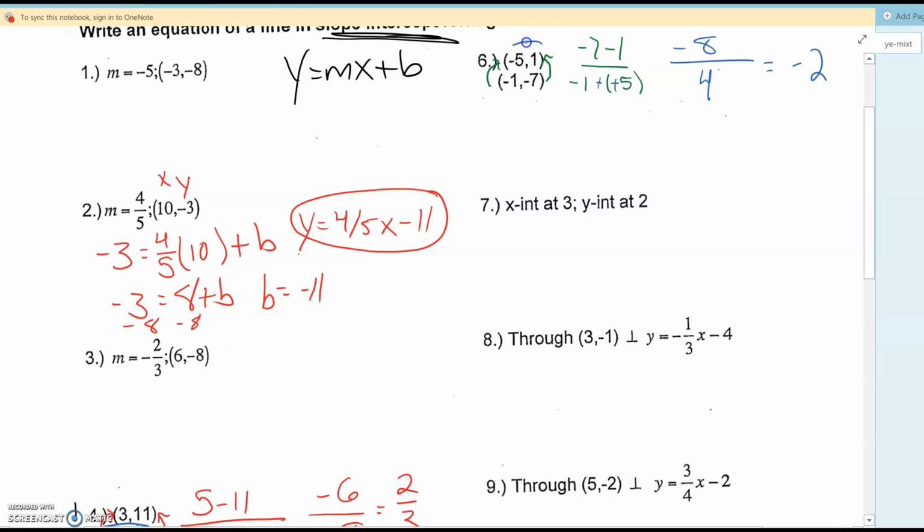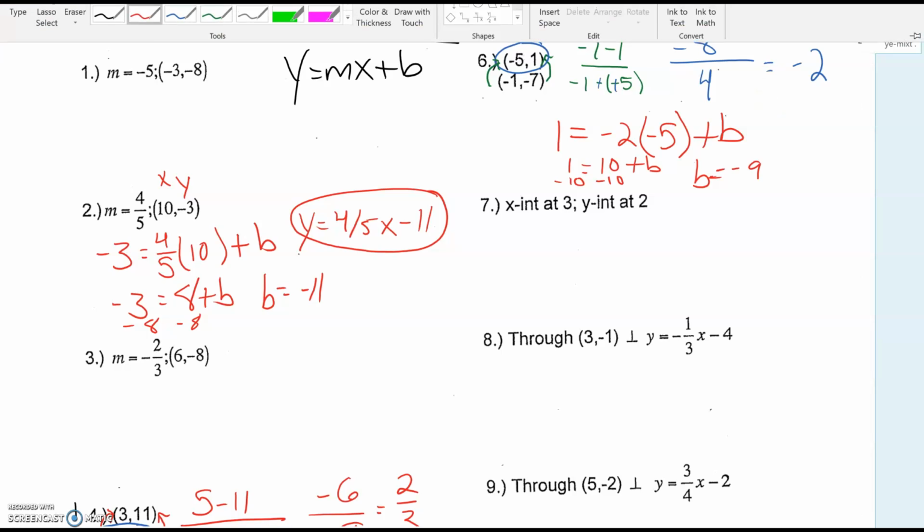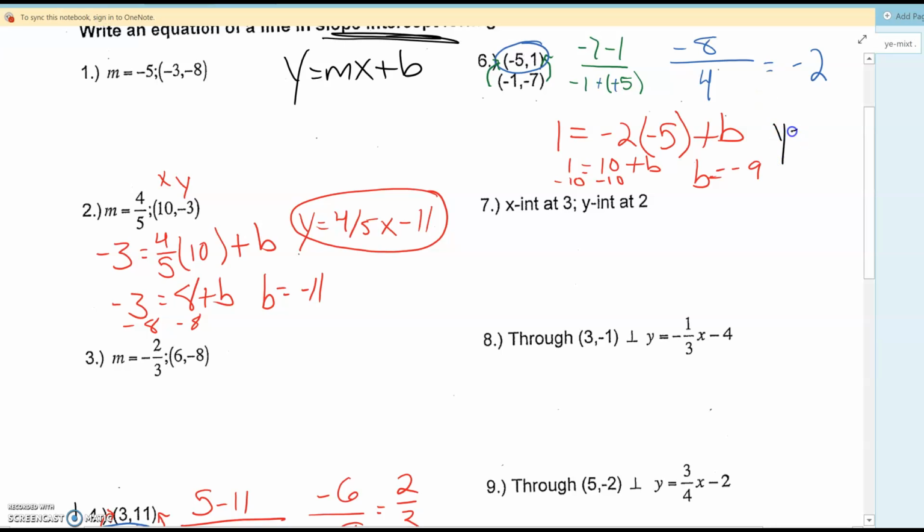Choose either one of those points. I'm going to choose this top one. I would have 1 = my slope, -2, times my x, which is -5, plus b. 1 = 10 + b. Subtract 10, subtract 10. b = -9. So my final is y = -2x - 9.